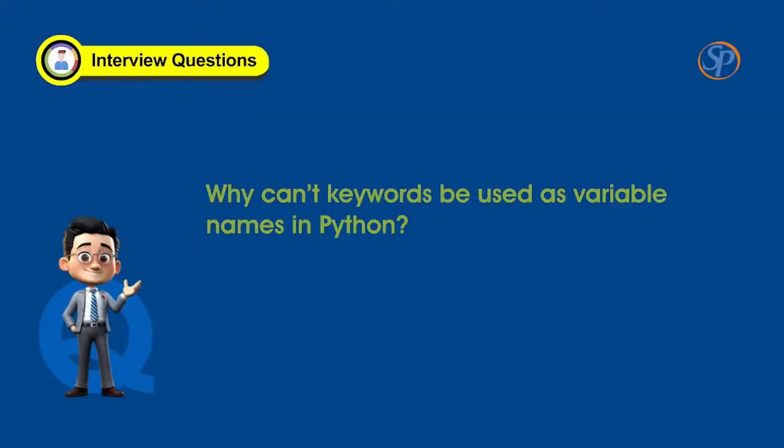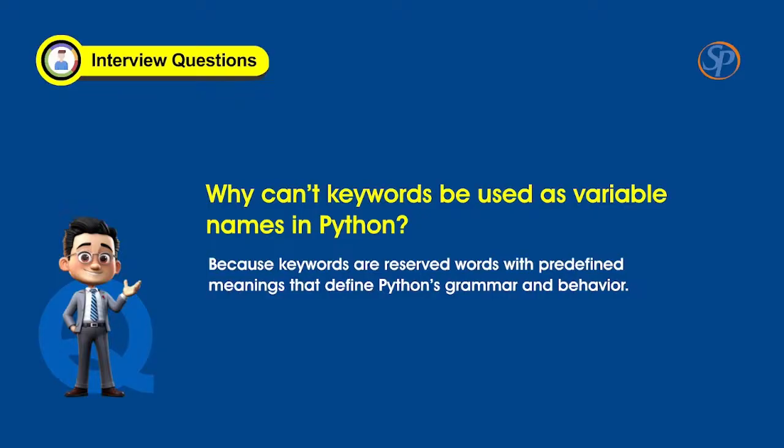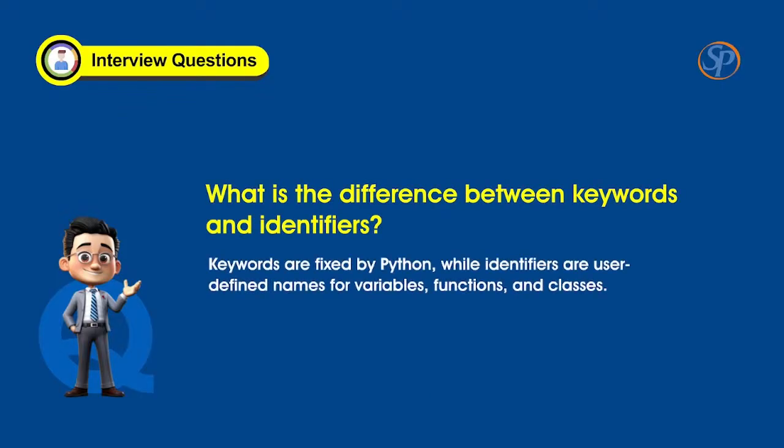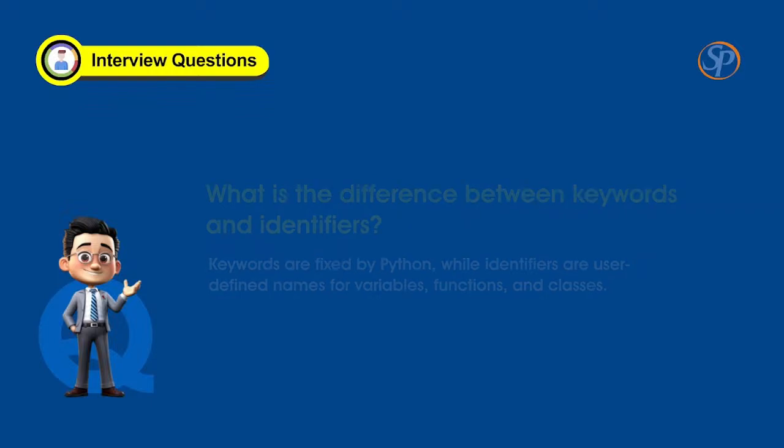Here are the interview questions. First one, why can't keywords be used as variable names in Python? Here is the answer for you. Because keywords are reserved words with predefined meaning that define Python's grammar and behavior. Second question, what is the difference between keywords and identifiers? Here is the answer for you. Keywords are fixed by Python, while identifiers are user-defined names for variables, functions, and classes.